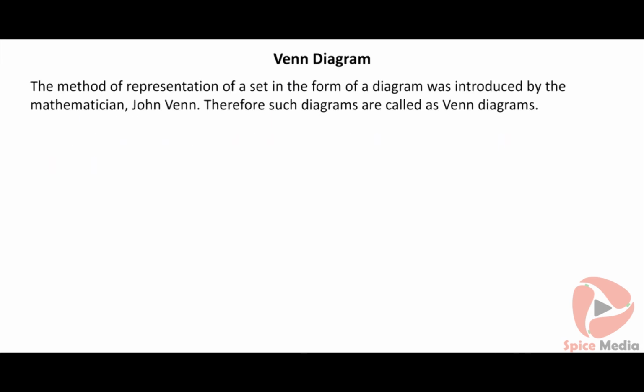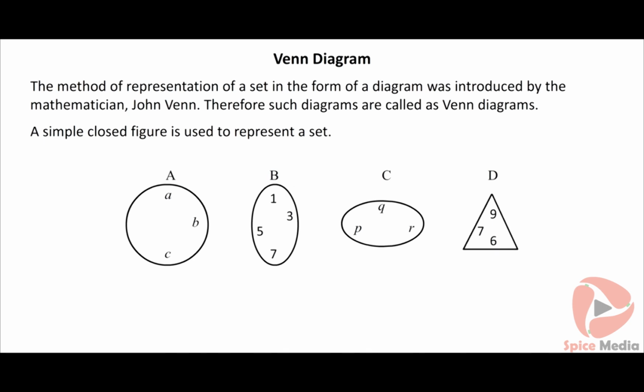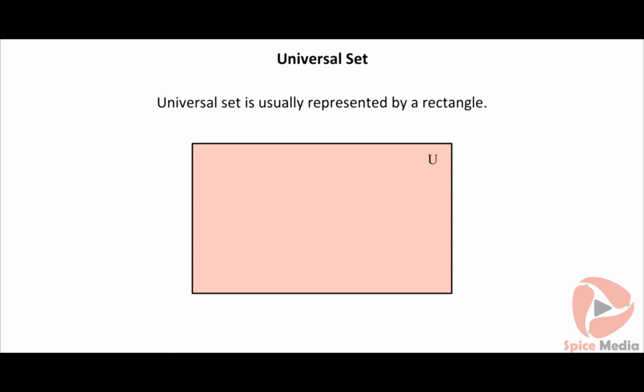Venn diagram. The method of representation of a set in the form of a diagram was introduced by the mathematician John Venn. Therefore, such diagrams are called Venn diagrams. A simple closed figure is used to represent a set. Given here are a few representations of a set. Universal set is usually represented by a rectangle.